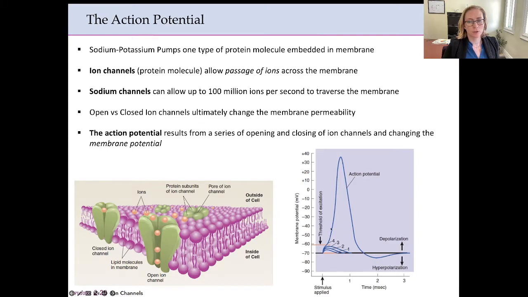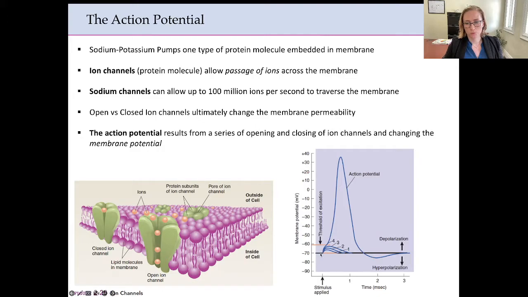So basically, whether or not you have an action potential is all determined on whether or not ion channels are opened or closed at different points. So open versus closed ion channels change the membrane permeability, because if all of a sudden you have a whole bunch of positively charged ions that come into the cell, then you no longer are at negative 70 microvolts. Now you depolarized and went up to maybe plus 10 or plus 20 or plus 30. So the action potential results from a series of opening and closing of ion channels, and therefore changing the membrane potential. And that's exactly what we're going to go through right now.